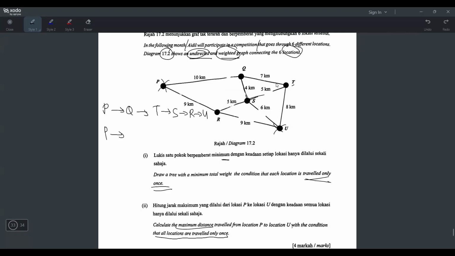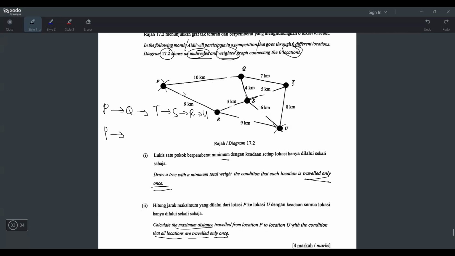Okay, what if you go P, Q, T? Cannot also, because if you go P, Q, T, and then you go U, it's like you never go S and R. But if you go S also, P, Q, T, S, R, U, I wrote just now, right? So P, Q, S cannot, because I told you already just now, you will get stuck here. You want to make sure you come back to U, right?